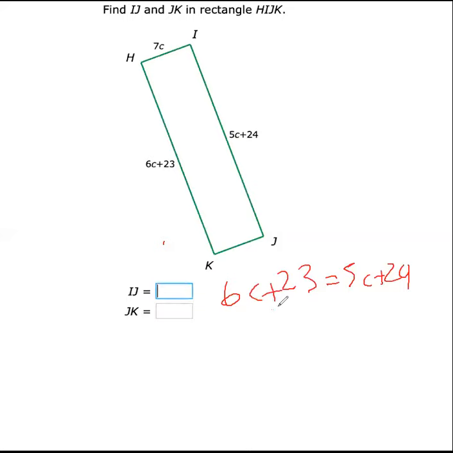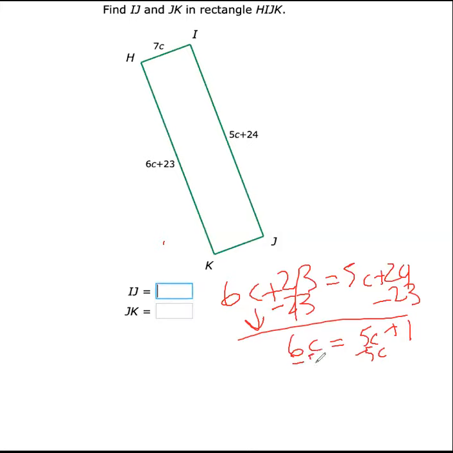I am going to subtract 23 from both sides. That's going to give me 6c is equal to 5c plus 1, since these cancel out and I bring this straight down. So I'm going to subtract 5c from both sides, and that's going to be c is equal to 1. So I know that c is equal to 1.